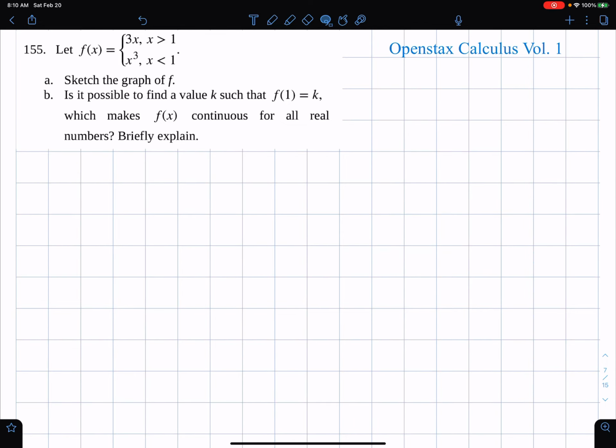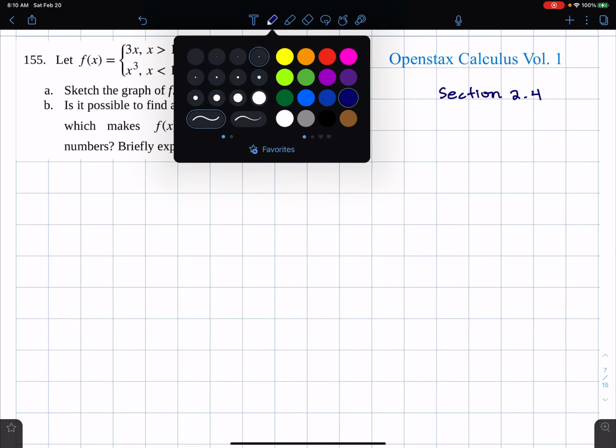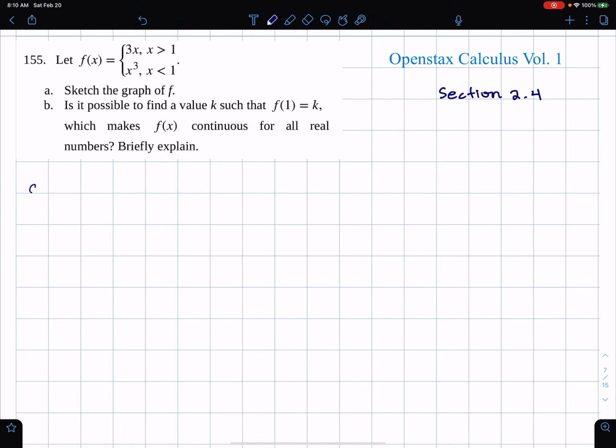Hello, let's do this OpenStax Calculus Volume 1 problem from section 2.4, which is the section on continuity. And here we have f of x given by this piecewise definition, and we're going to start by sketching the graph of f. So let's just focus on that, and I'm not going to read the other part yet. So we'll sketch the graph of f.